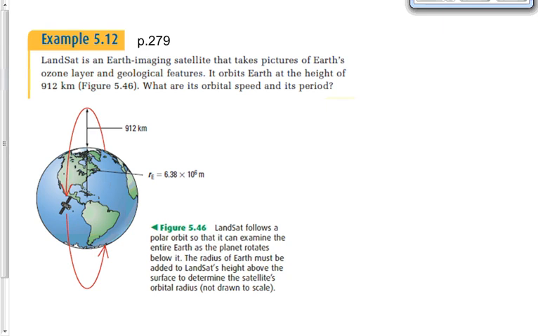All right, the speed sounds like it should be an easy thing to find because we've done that before. The period, maybe not so much so. We know that FC, again, is equal to FG.